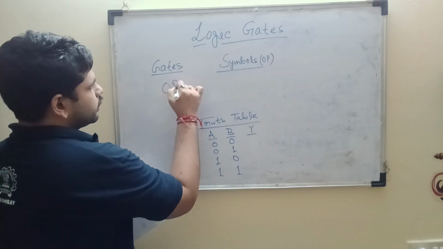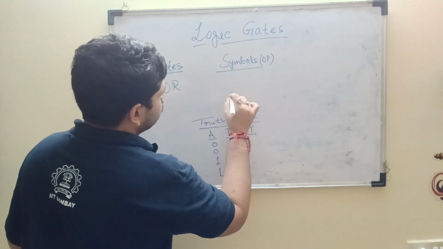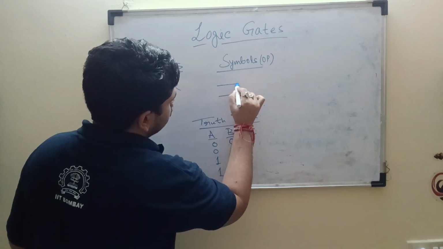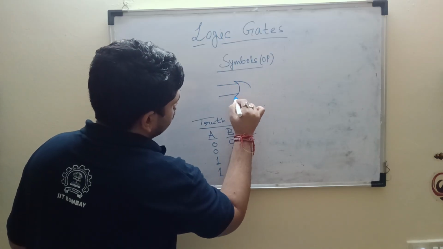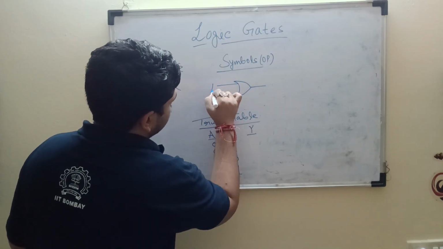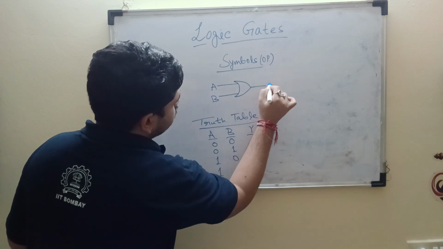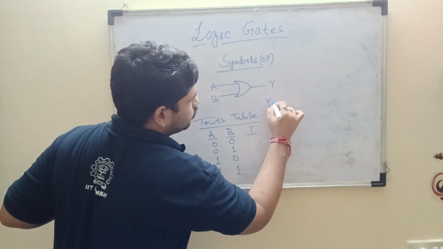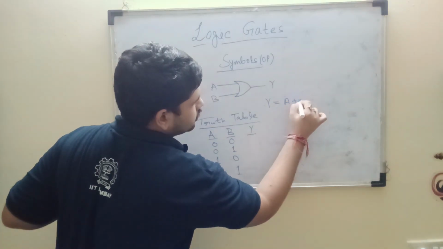So for the OR gate, the symbol will be like this. The inputs will be A and B, and Y is the output. So the Y output will be A plus B.